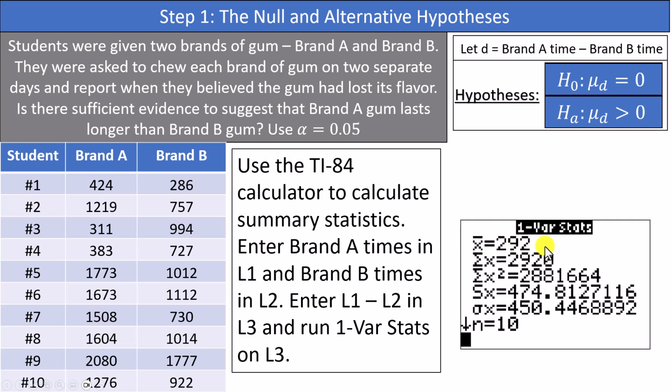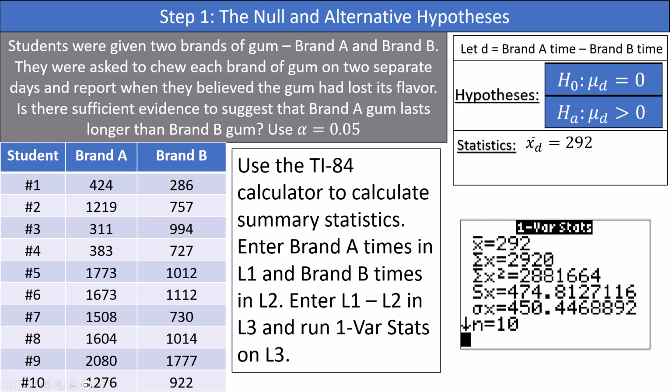So we had our x bar of 292. That's really x bar D, the sample mean difference. The bar isn't completely showing here due to a PowerPoint error, but this should be x bar, the big bar over top, with the 292. That basically says that the brand A time was on average 292 seconds more than the brand B time, so that seems like quite a bit.